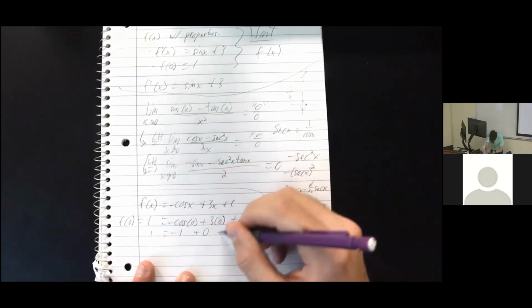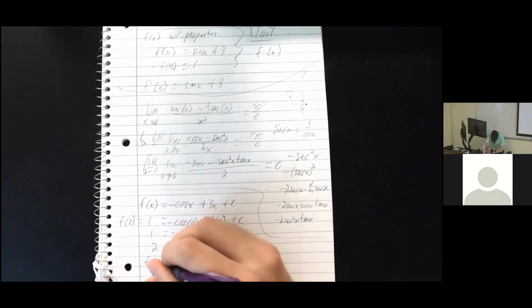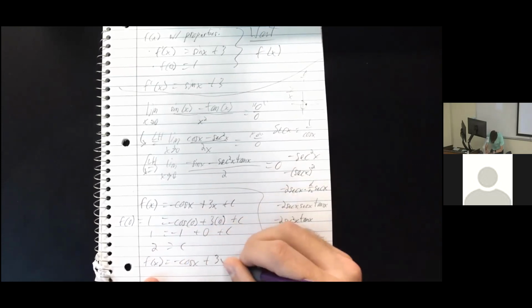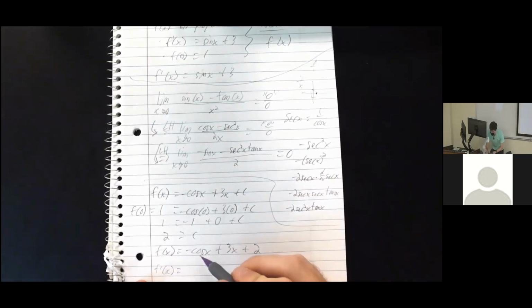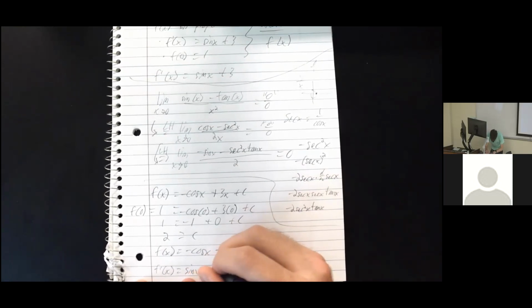3 times 0 is 0 plus c. So now all we have to do is solve for c. We add 1 over to get 2 equals c. So therefore, our final function is negative cosine of x plus 3x plus 2. If we take the derivative of this, we can see that f prime of x, the derivative of negative cosine x, will be sine of x, and then plus 3. So it works out. Cool.